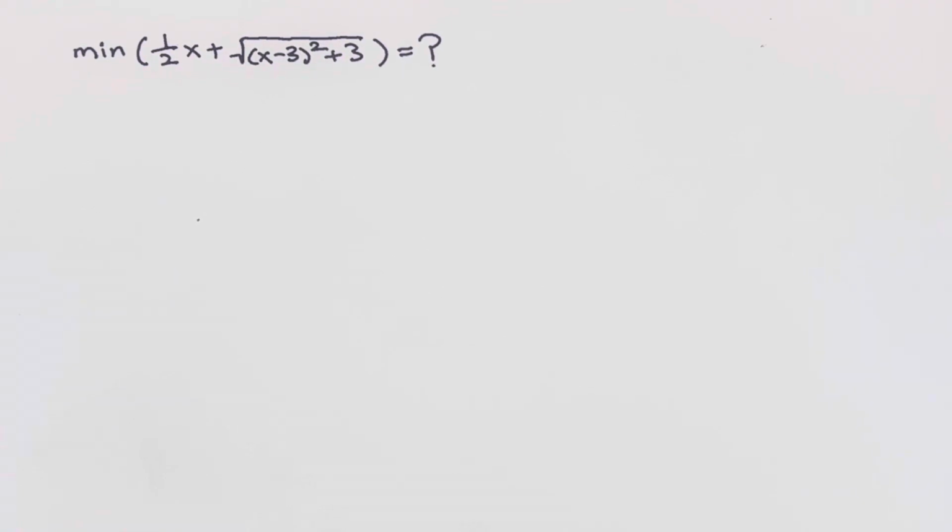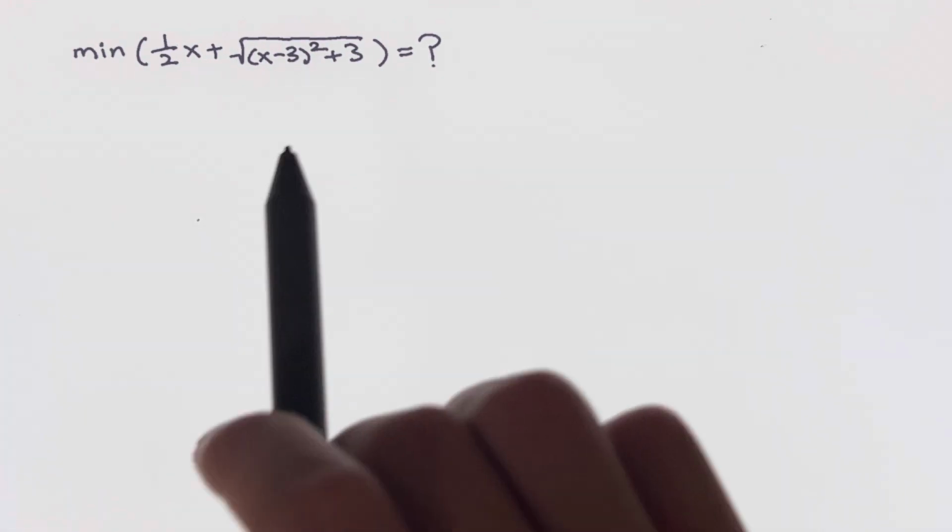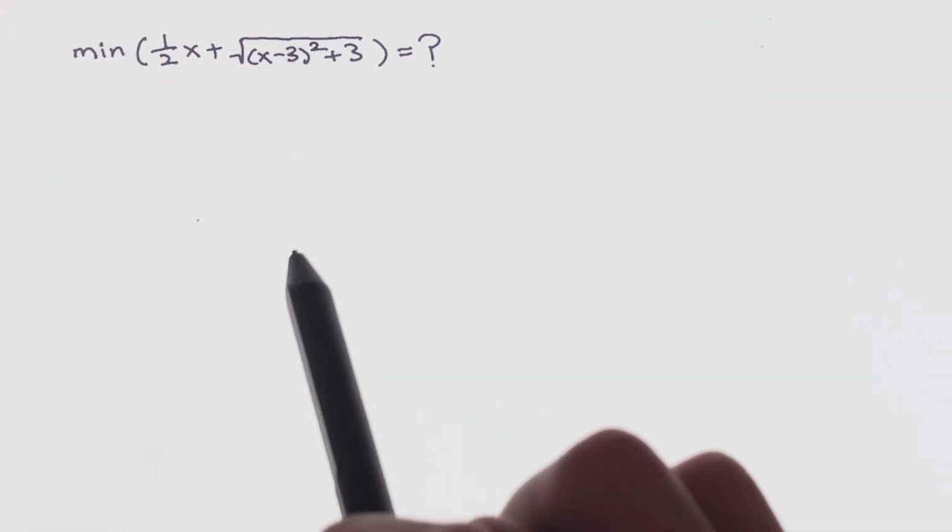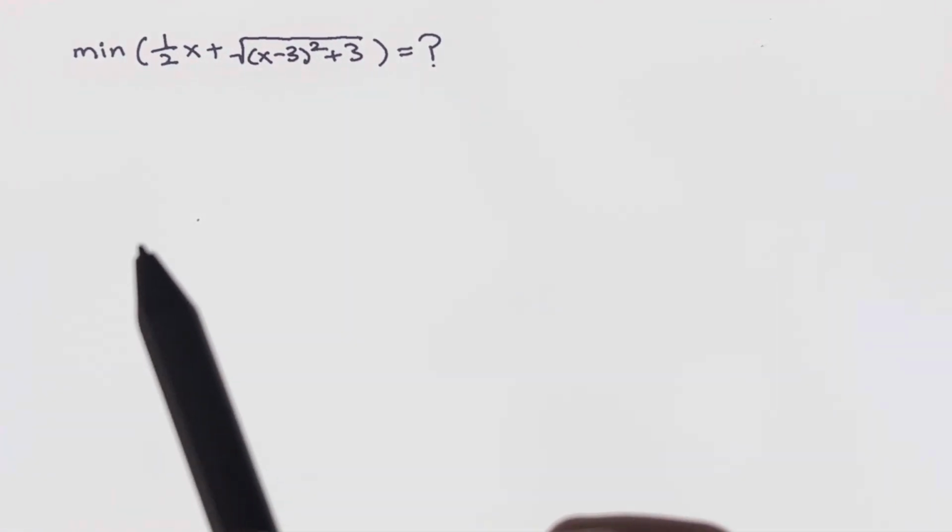In this problem, we want to find the minimum value of 1/2 x plus the square root of (x minus 3) squared plus 3. And we'll be using the geometric approach. First, by observing, we realize that this looks like the Pythagorean theorem. So we can use triangles to solve this problem.